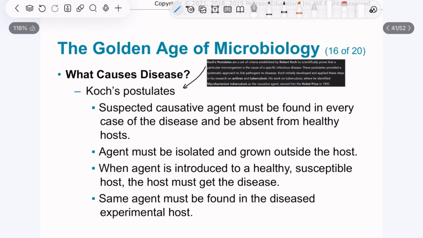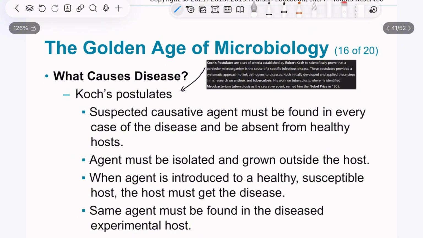So Koch's postulates are a set of criteria established by Robert Koch to scientifically prove that a particular microorganism is the cause of a specific infectious disease. These postulates provide a systematic approach to link pathogens to diseases. Koch initially developed and applied these steps in his research on anthrax and tuberculosis. His work on tuberculosis, where he identified Mycobacterium tuberculosis as the causative agent, earned him the Nobel Prize in 1905.